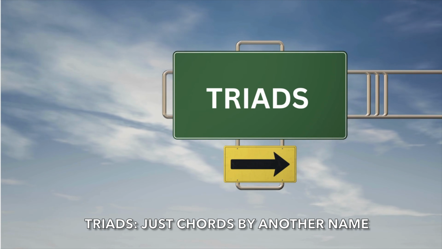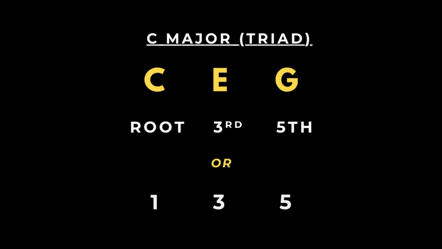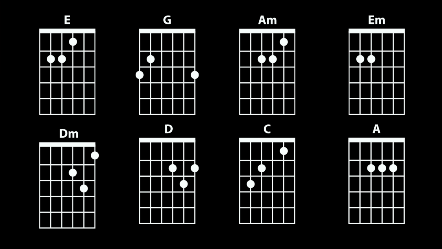First, we have triads. At some point, you're going to hear that a chord is really just 3 notes. A root, a third, and a fifth, the primary ingredients. Even the big open chords you learn at the beginning, like these here.